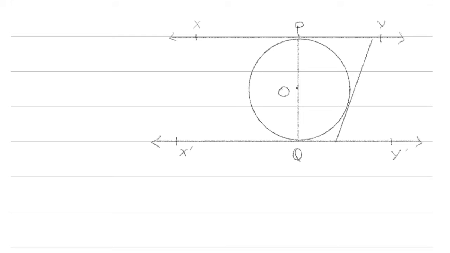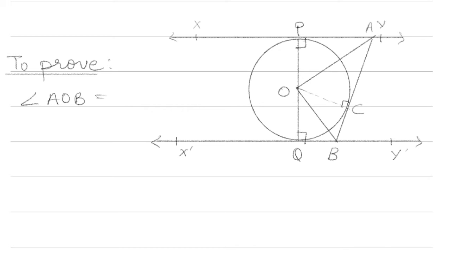26th question. In this question, we have a circle and we have two parallel tangents XY and X dash Y dash. This is the diameter PQ, center O, and we have another tangent which is touching the circle at C, and this tangent is intersecting XY at A and X dash Y dash at B. Join these points. So this will be 90 degrees, this will be 90 degrees, and this angle will be 90 degrees. And we have given these lines OA and OB. And we have to prove angle AOB is equal to 90 degrees.